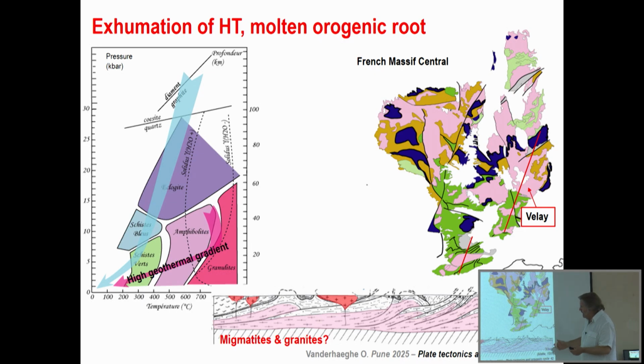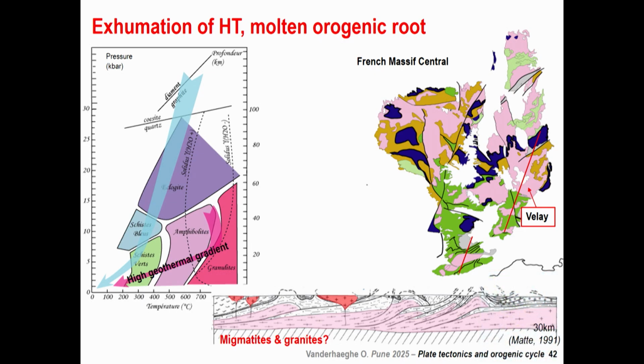So what I realized at the time, this was the cross-section proposed by a guy from Montpellier. And you see here, basement in pink, cover in white, thrusts duplicating the basement and the cover, and the domes. So this is a dome. Domes here expressed as antiforms, related to crustal duplexes, crustal thrusting on top of each other.